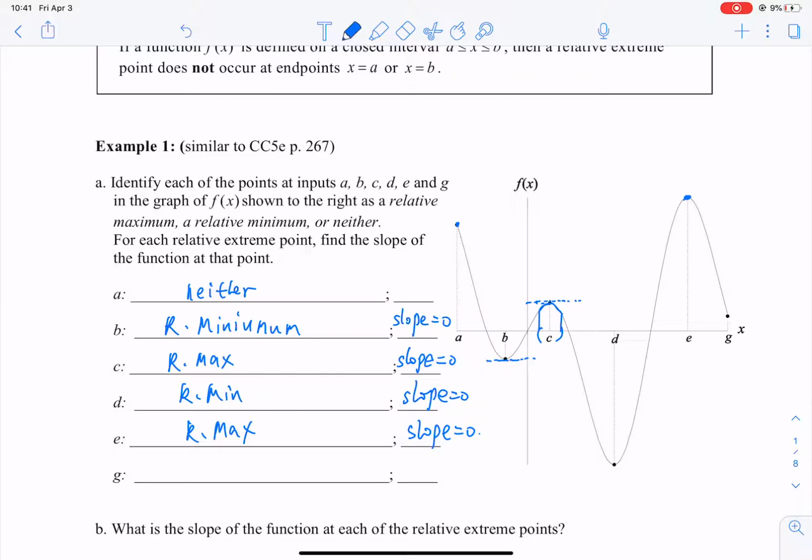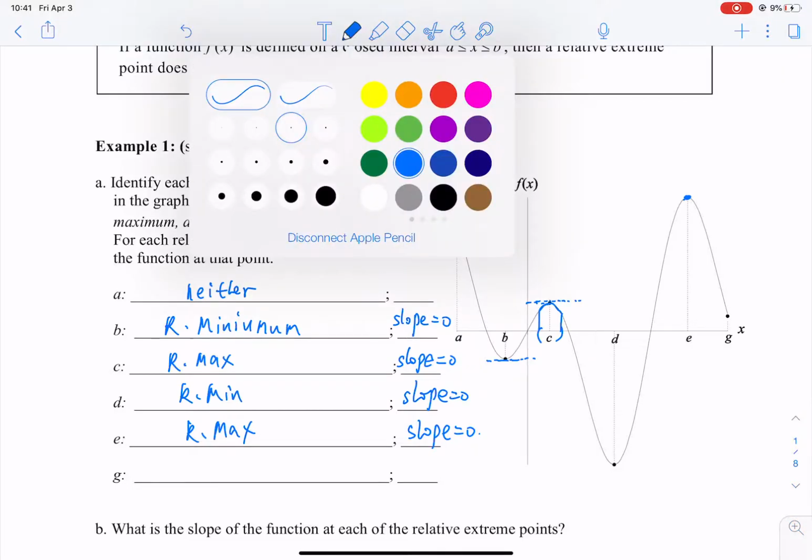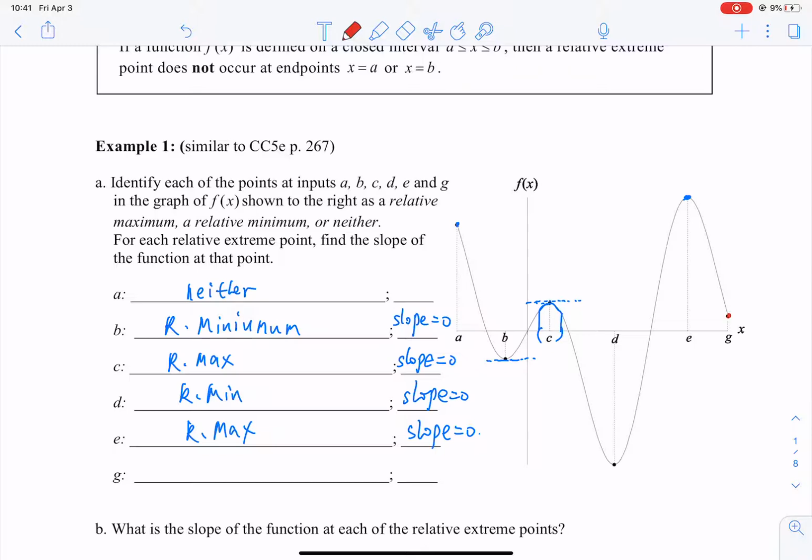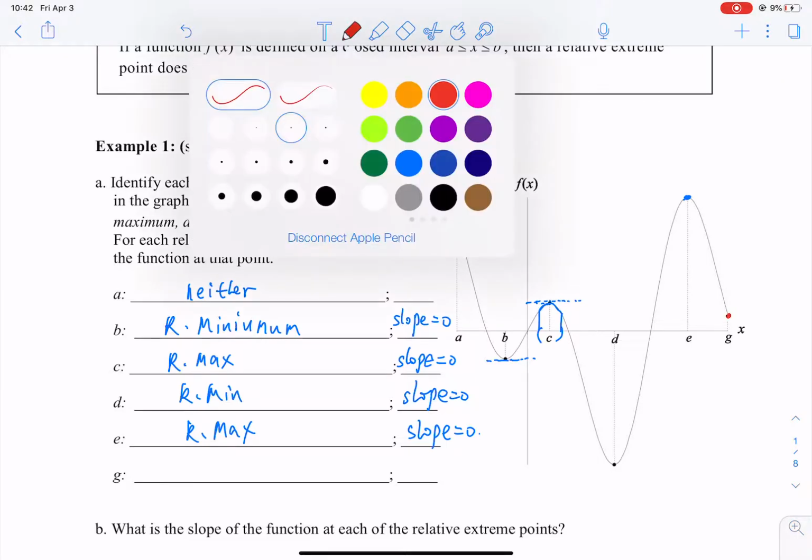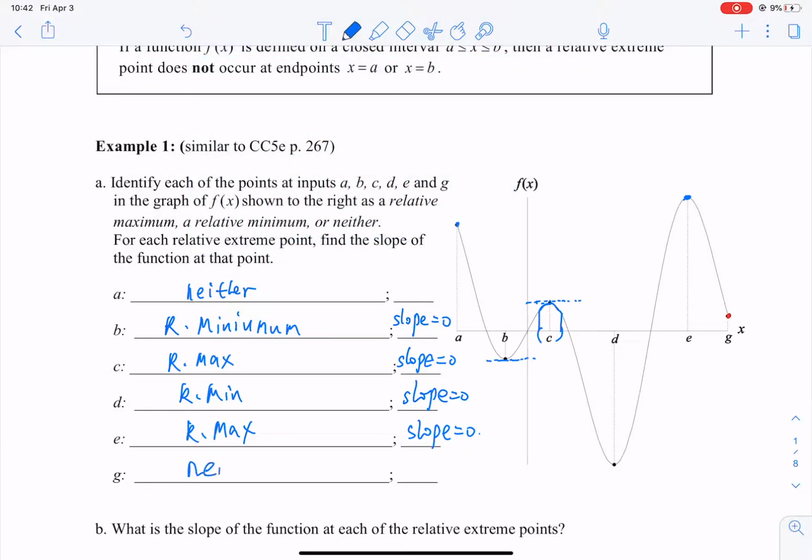And then next, let's check the last point G. Actually, point G is similar to point A. This is the boundary point. For a boundary point, that means you cannot get any open interval around G or around A. So that means the two conditions of the relative maximum point or relative minimum point are not satisfied because we cannot get an open interval. So for point A and point G, neither relative maximum nor relative minimum is satisfied.